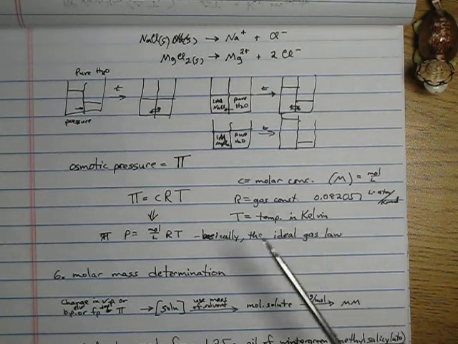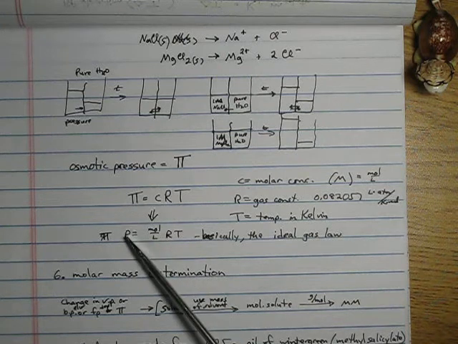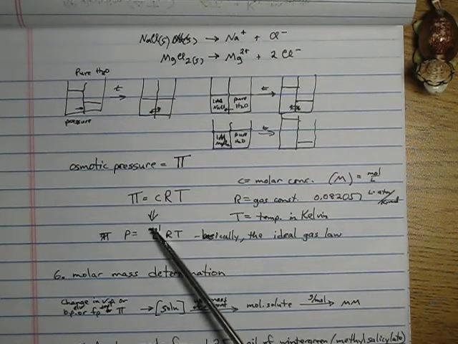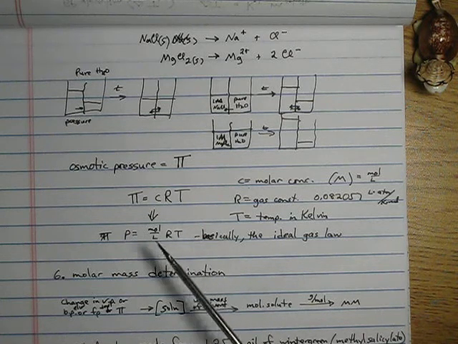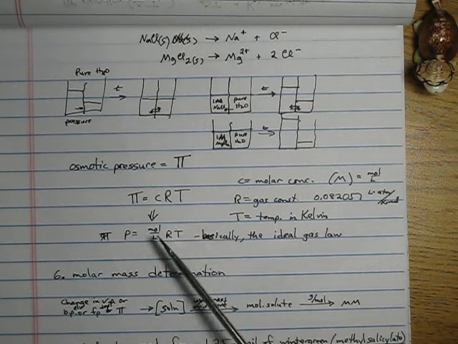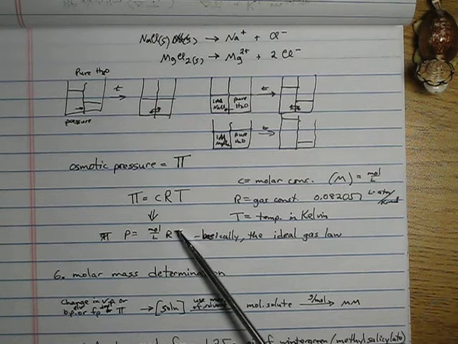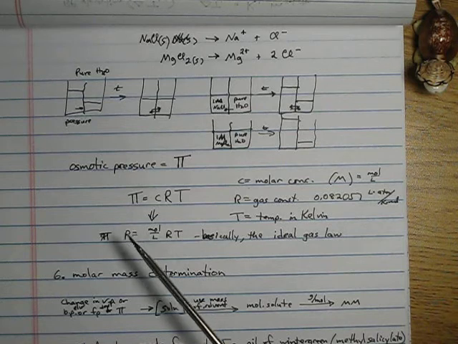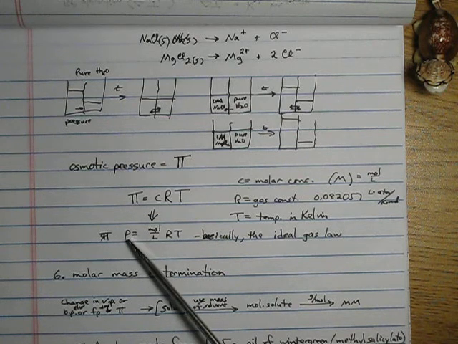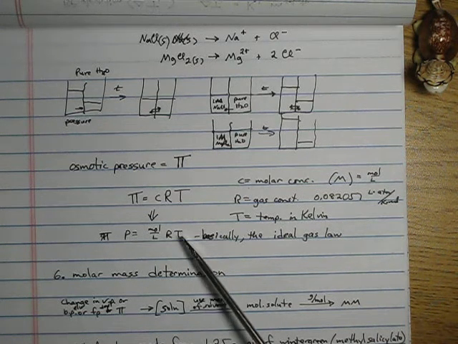And when we look at this, Pi is osmotic pressure, which is pressure. Concentration is moles per liter. R is a gas constant. T is temperature. Note, if we multiply both sides by liters, which is a unit of volume, so really this is just pressure times the volume equals moles times the gas constant times T. This is the ideal gas law.